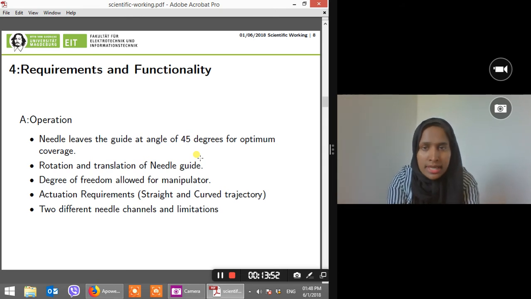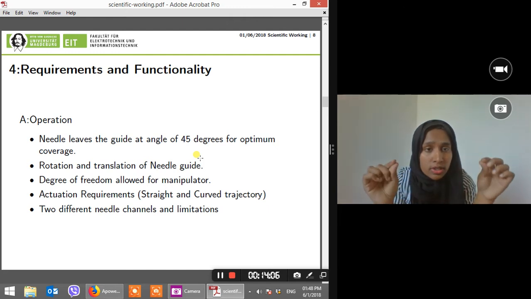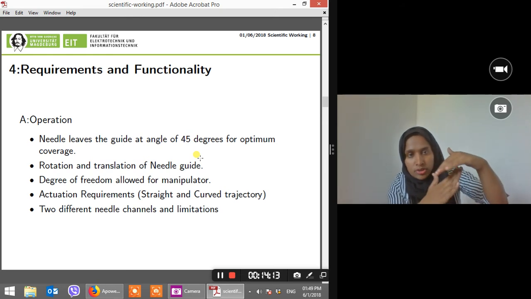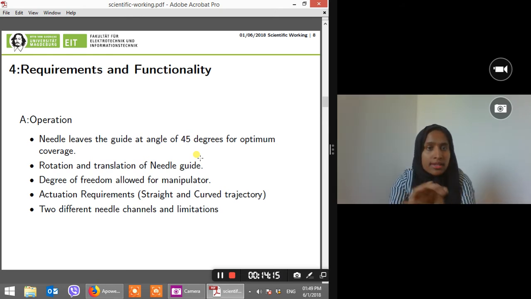In our case, the angle is 45 degrees, as I have explained above, and according to that, straight and curved. The fast actuation is possible in the straight, but the limitation is you can't cover the whole area, because in a straight trajectory you cannot have all the angles, but in curved trajectories you have the freedom to select the angle of your choice. So in our case we are preferring the curved trajectory.